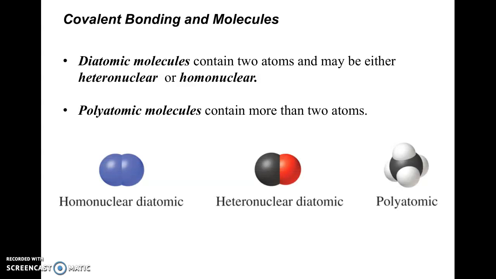So the homonuclear diatomic is something like hydrogen, two of the same kind of atom. The heteronuclear diatomic would be like carbon monoxide, and a polyatomic molecule that's shown on the very right would be methane, which is the natural gas in your stove, if you're lucky enough to have a natural gas stove. So it's got a carbon in the middle with four hydrogens around it. So that's a polyatomic molecule.